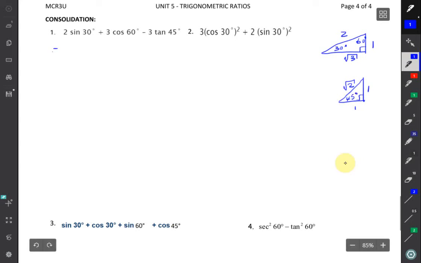Coming to question 1, 2 times the sine of 30. The sine of 30 is the opposite over the hypotenuse, so that is 1/2. 3 times the cos of 60. That's the adjacent over the hypotenuse, so that is 1/2. Minus 3 times the tan of 45. Some of these you will get used to. Tan of 45 is an easy one to remember, that it's just 1. If you look at the triangle, the opposite over the adjacent is 1 over 1, so that's 1.